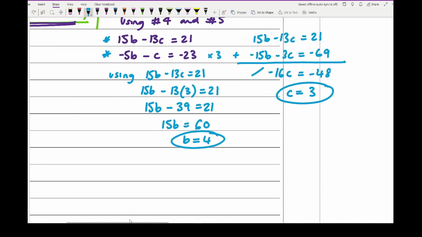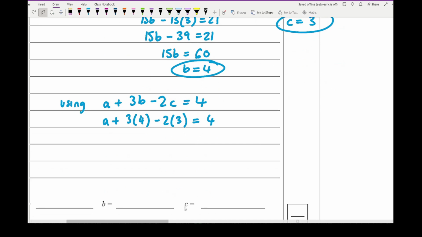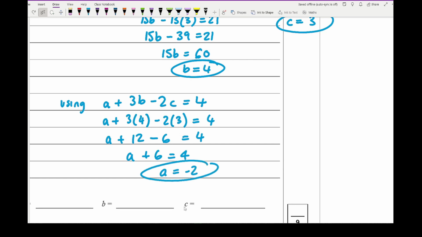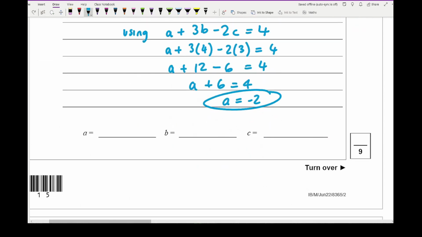And now that I've got my b and c values, I can work out what a is. If I pick one of the equations, I'll go for the top original equation. So using a plus 3b minus 2c equals 4, we've got a plus 3 lots of 4 minus 2 lots of 3 equals 4, in which we end up with a plus 12 minus 6 equals 4. a plus 6 equals 4, so a equals minus 2. And so my values of a, b and c are going to be minus 2, 4, and 3.